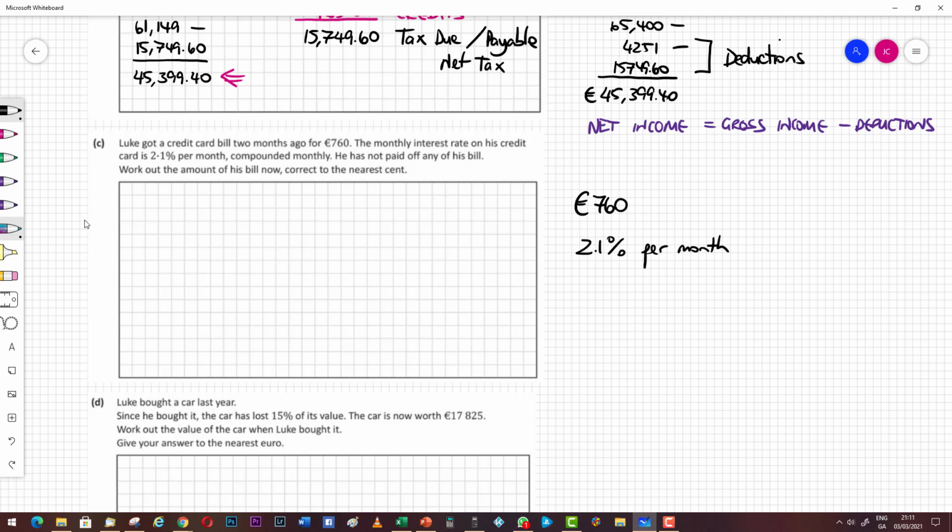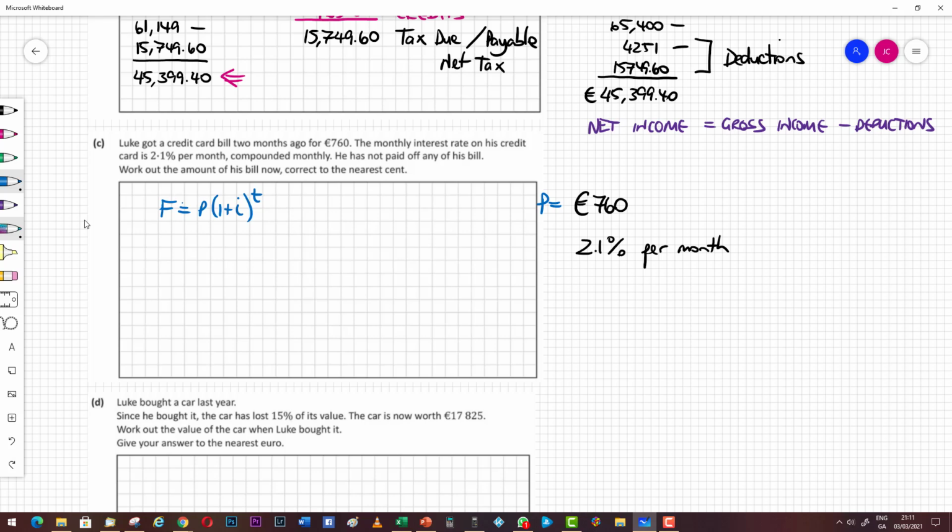So this was 2 months ago that he got this bill for €760. So if we're going to work out how much he owes now, let's start by writing down the formula for compound interest. So the formula is that F is equal to P times 1 plus the interest rate, to the power of the time. So F is the final amount, so that's what we're looking for. P is the principal, which is going to be the 760. That's the amount he owed at the start.